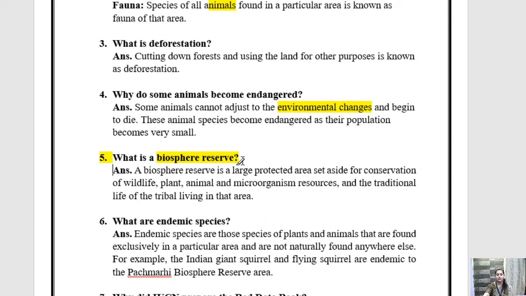Okay, so let's see what is written. A biosphere reserve is a large protected area set aside for conservation of wildlife, plants, animals and microorganism resources and the traditional life of tribal living in that area. Children, this is very important, this tribal living.